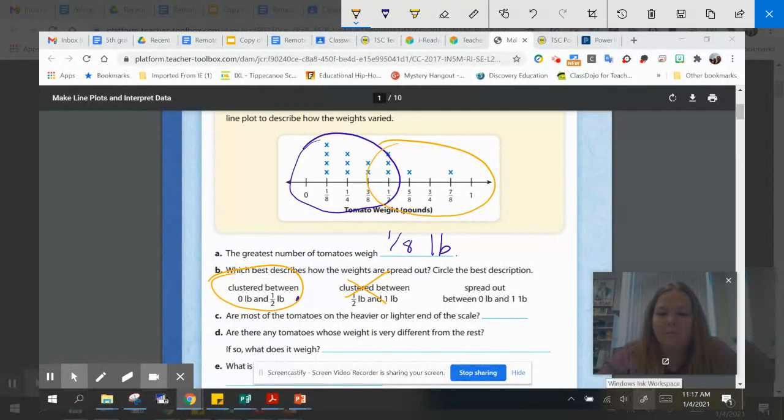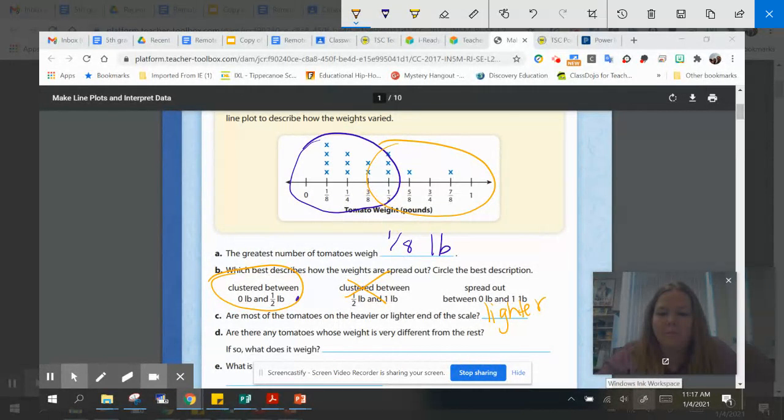Are the tomatoes on the heavier or lighter end of the scale? I want you to know that they did organize these from the least to the greatest. So this is in order. Obviously 0 pounds weighs the least. So if we look at this, most of them are between 0 and a half. That would be on the lighter side. There's only these tomatoes that are towards the heavier side.